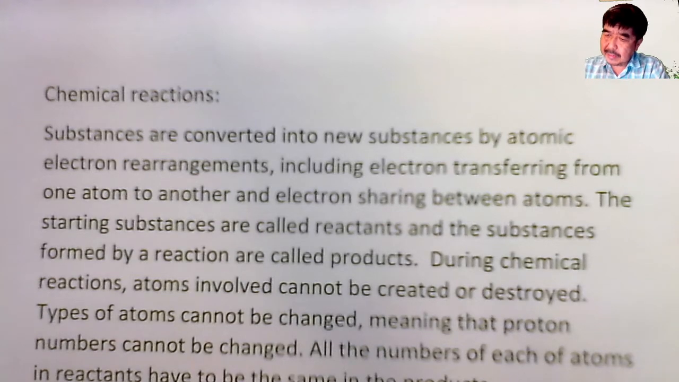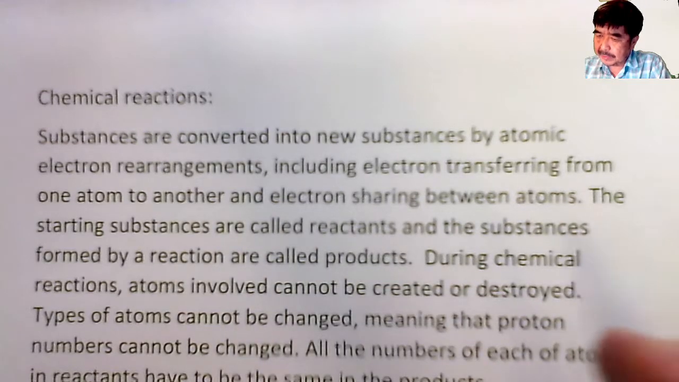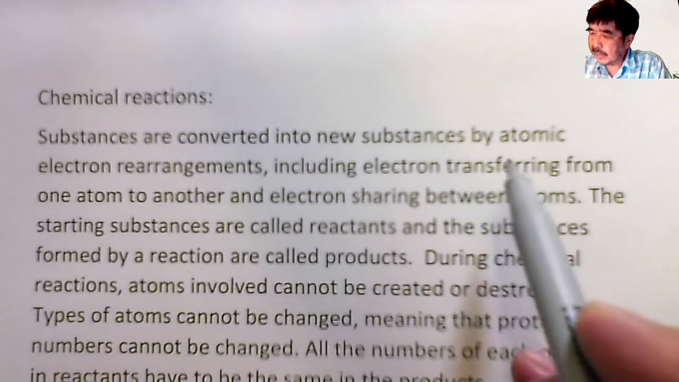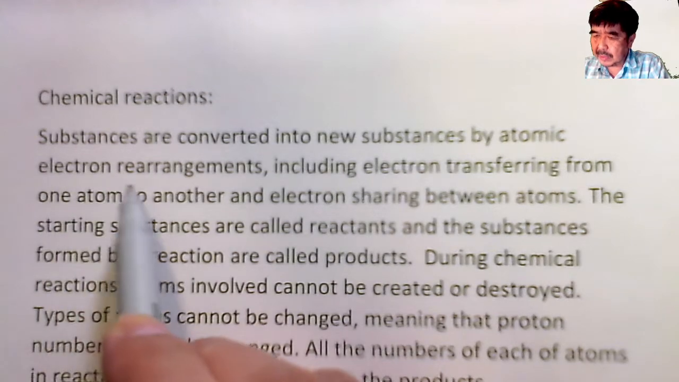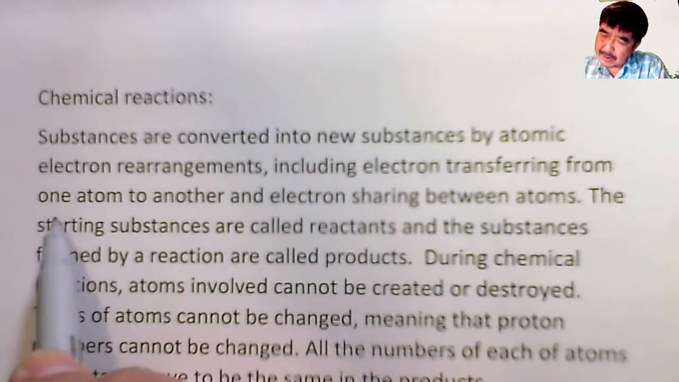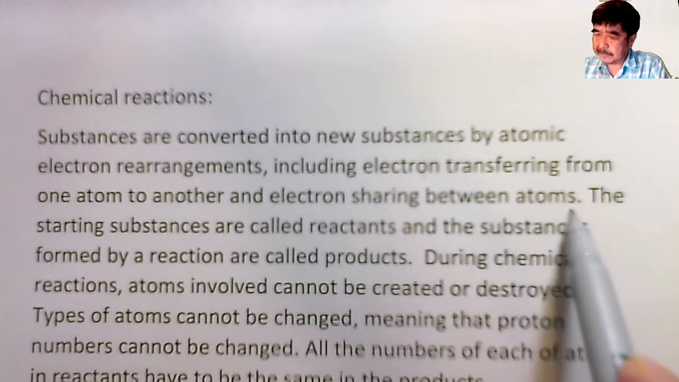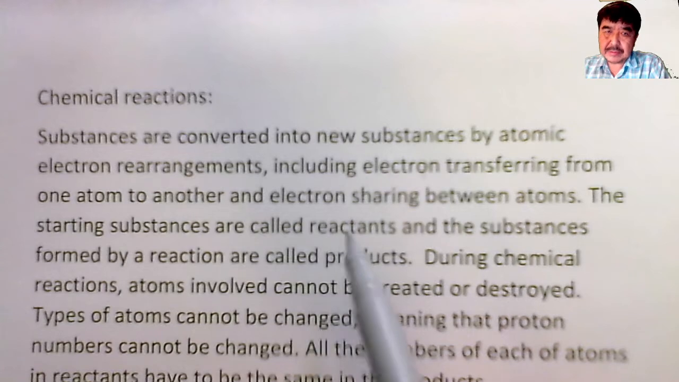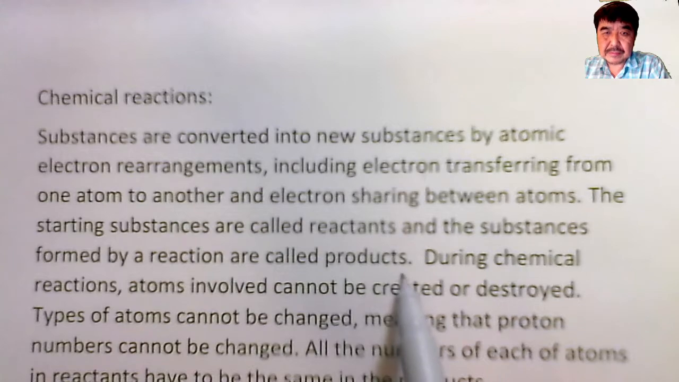Okay, let's take a look at the chemical reactions. This is the definition of chemical reactions. Substances are converted into new substances by atomic electronic arrangements, including electron transferring from one atom to another, or electron sharing between atoms. The starting substances are called reactants, and the substances formed by the reaction are called products.